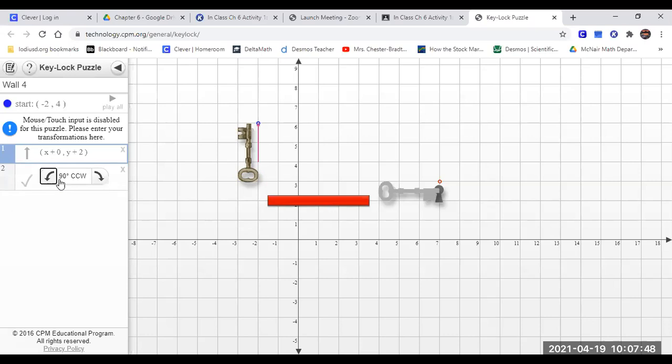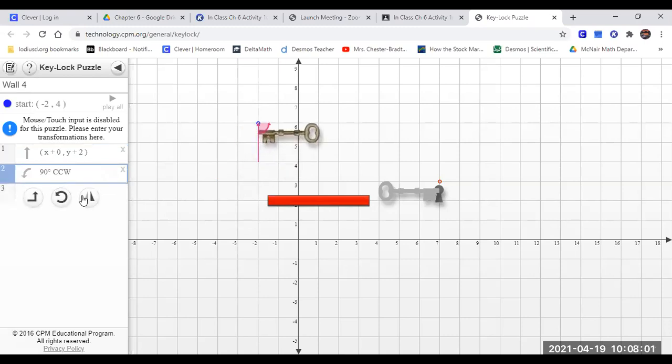How many clicks do we want it to go left? Is that good enough? Just 1 tick good enough? Let's see. That seems okay to me. Now what are we going to do?